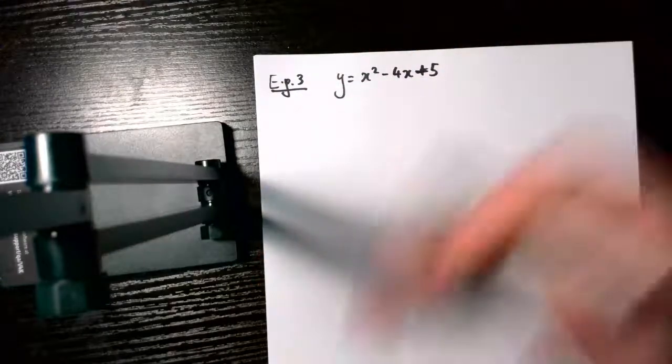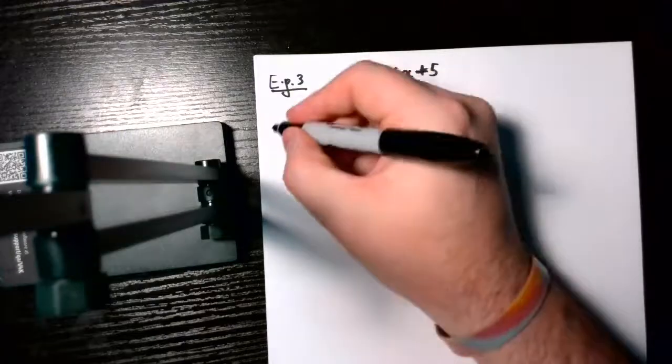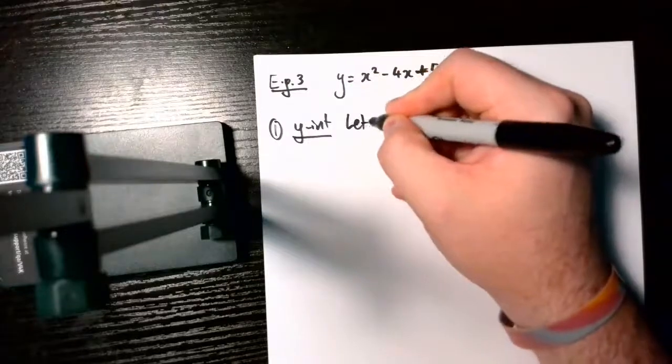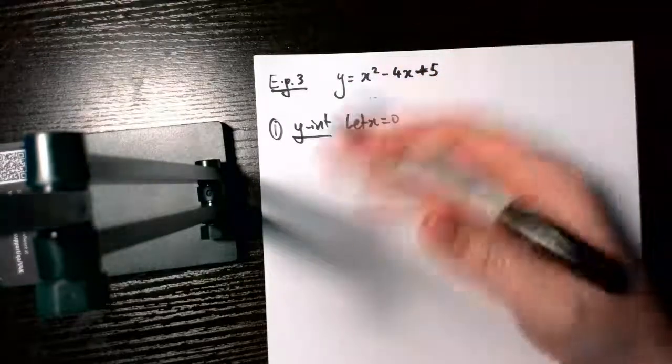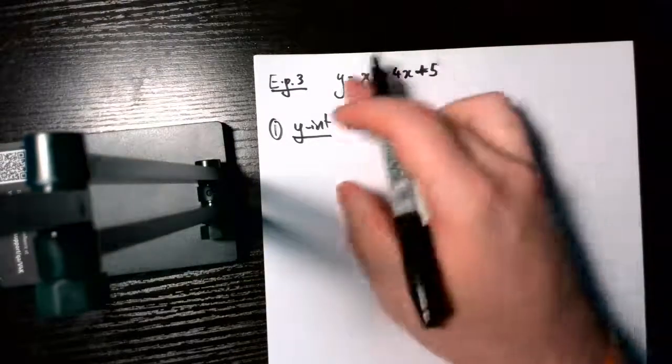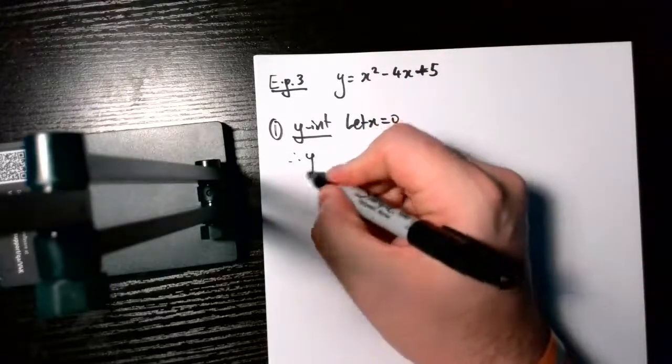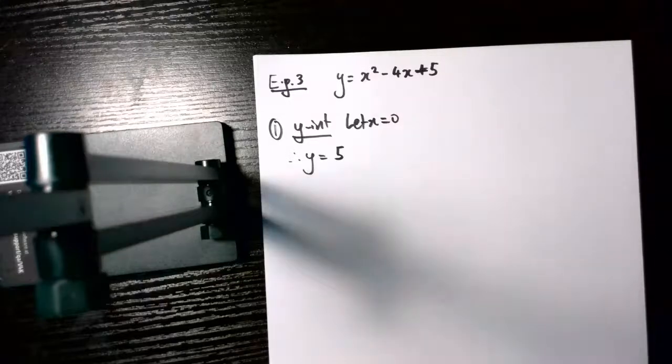Okay, I'm going to shorten this up a little bit just so you can understand what we're doing. We're going to find the y-intercept, and to do that, we let x equal 0. I'm not going to show the working for this because we know that if we let x equal 0, the number that doesn't have an x is going to be our y-intercept. So we end up with y equals positive 5.